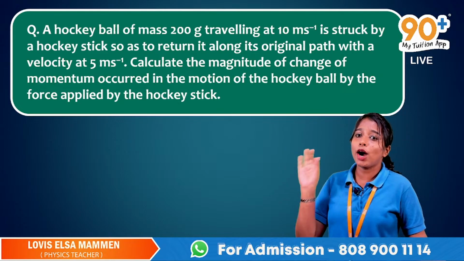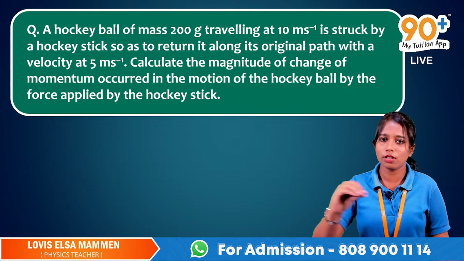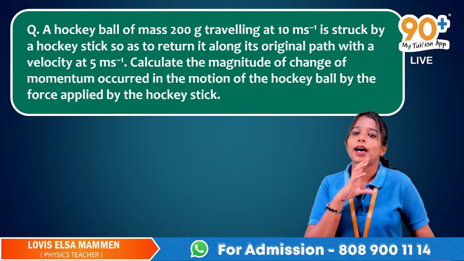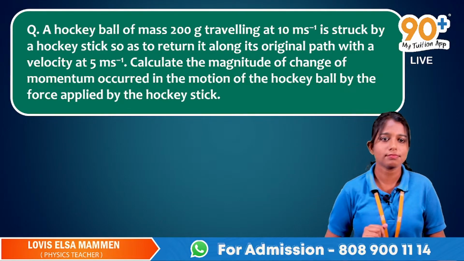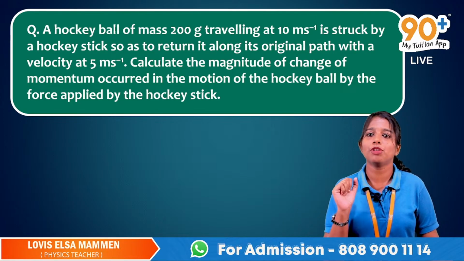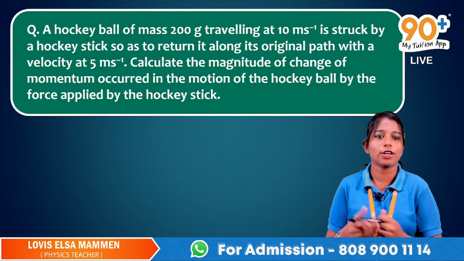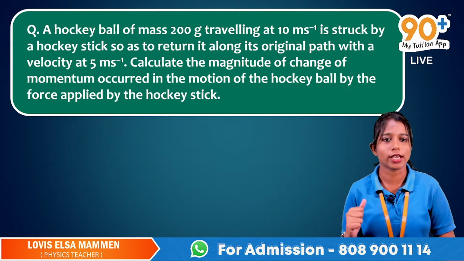A hockey ball of mass 200 gram is traveling. The hockey ball is moving like this, and it has a mass of 200 gram. It is traveling at 10 meter per second. It has a velocity of 10 meter per second. While the hockey ball is moving, suppose someone is standing with a hockey stick. At that time, this ball was struck by a hockey stick.